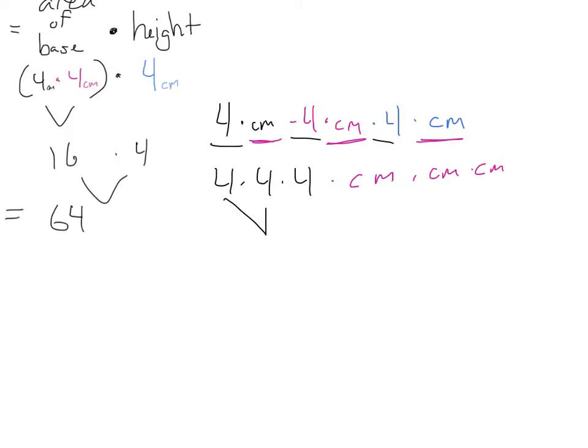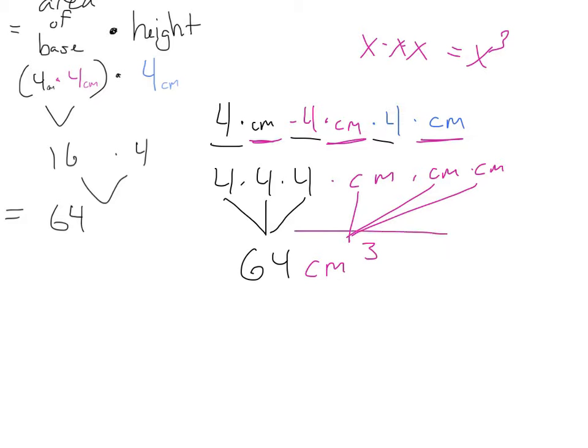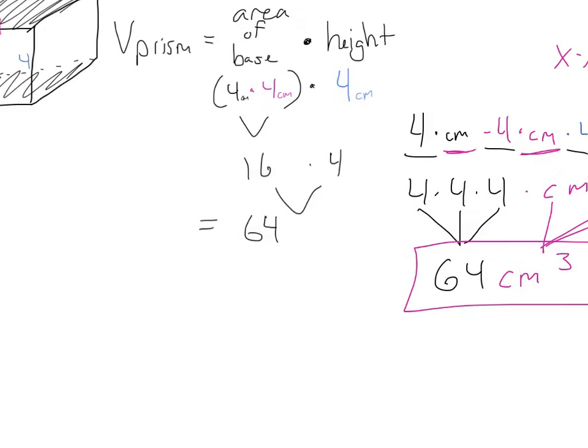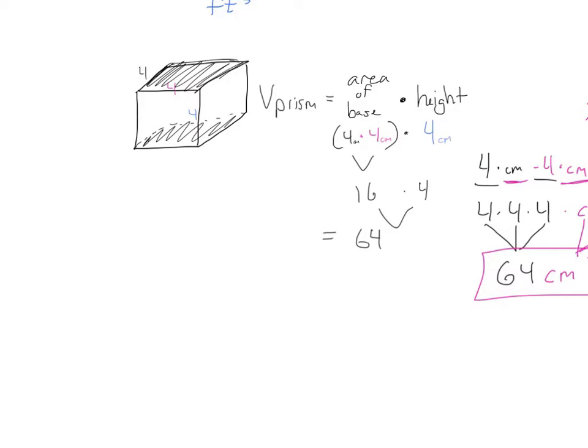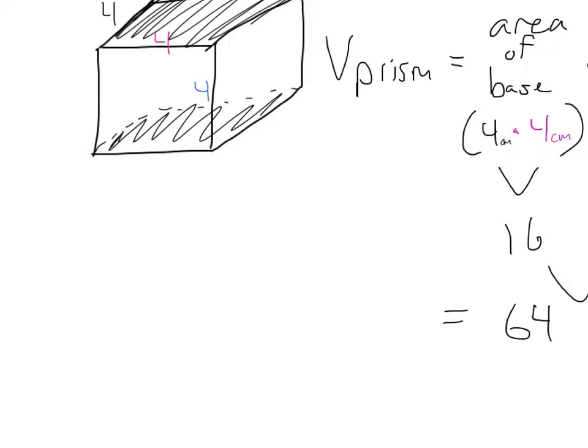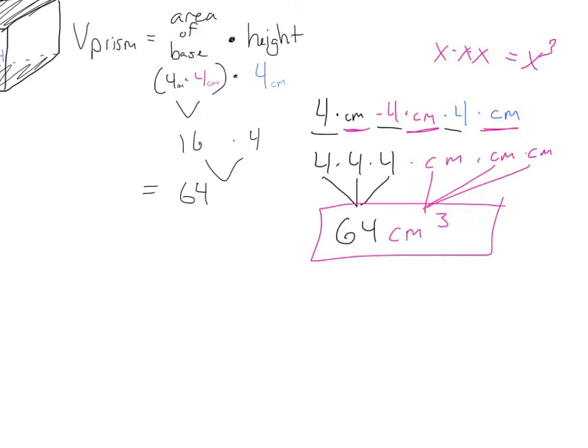We said that 4 times 4 times 4 gets you 64. But what about centimeters times centimeters times centimeters? Well, what would x times x times x be? We'd say x cubed. So centimeters times centimeters times centimeters is centimeters cubed. When we talk about volume, we're talking about cubed. I just made up that it was centimeters, I don't think I originally said, but anyway, we're going to call it centimeters, so 64 centimeters cubed.